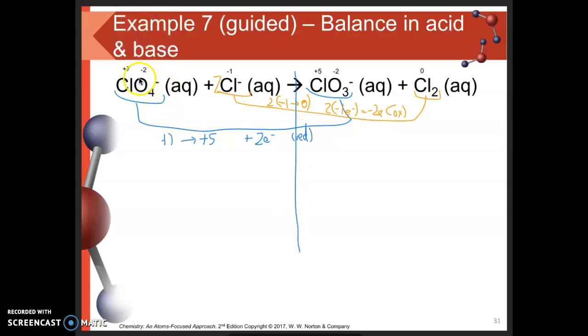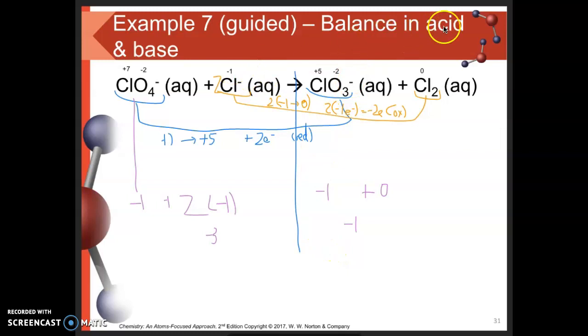and count. I have -1 from the perchlorate. I have 2 -1s from the chlorides, so that's a total charge of -3. And I've got a -1 from the chlorate, but no charge from the chlorine. So a -1 over here. -3 on the reactants is not balanced with -1 on the products.